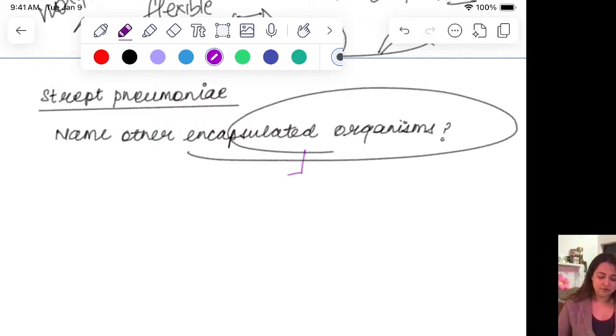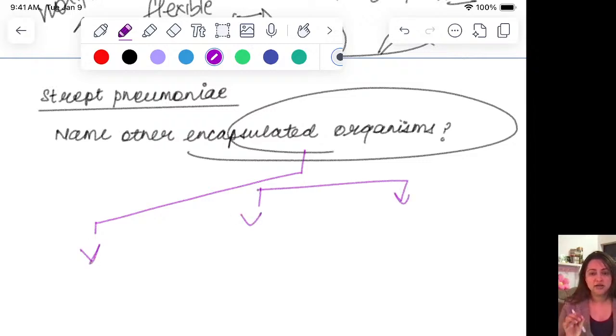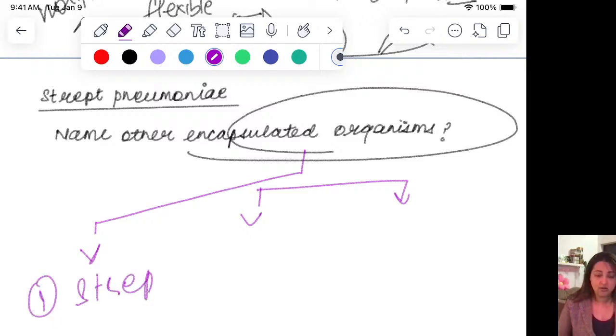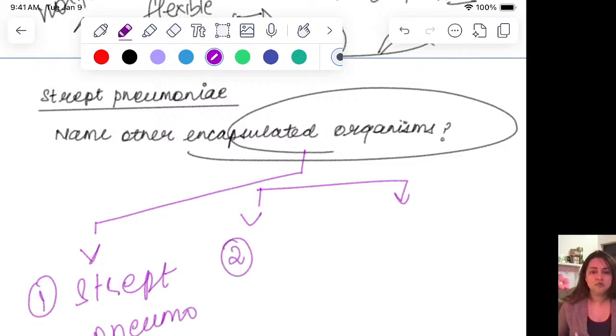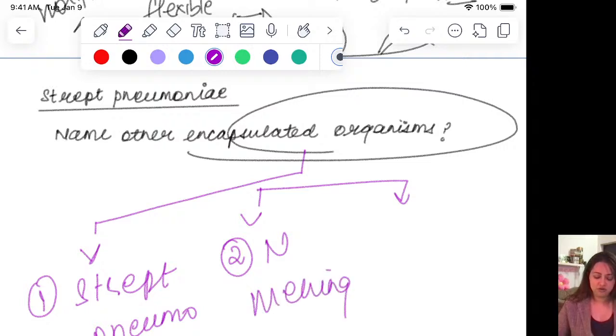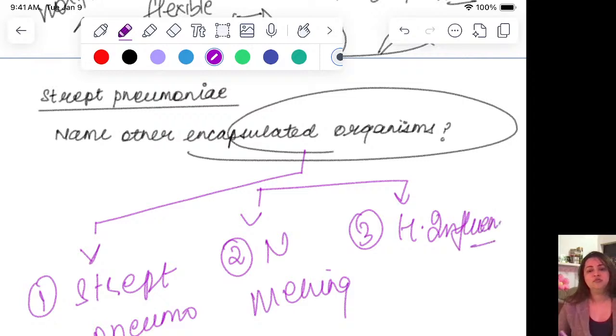Now, what are the other encapsulated organisms? The main encapsulated organisms that should always be on your tips. Number one, Strep pneumo. Number two, Neisseria meningitidis. Number three, Haemophilus influenzae. So we have three main encapsulated organisms that you have to always remember: Strep pneumo, Neisseria meningitidis, and Haemophilus influenzae.